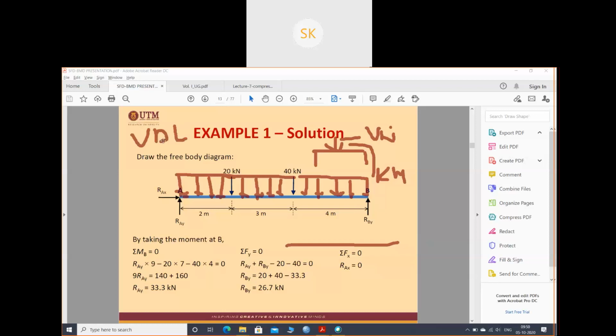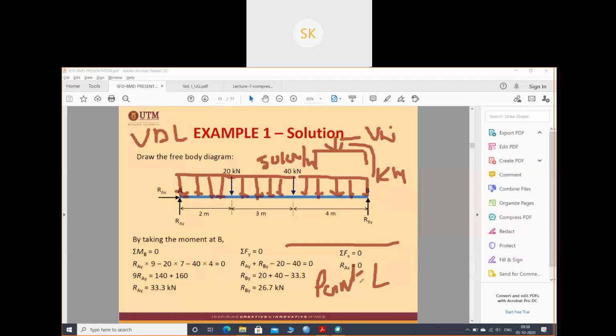UDL, uniformly distributed. Suppose 50 kilonewton per meter. How much is the length? 9 meters. So 50 kilonewton along the 9 meters. Is this UDL a line load or a point load? Are this 20 and 40 also considered line load or point load? This 20 and 40 kilonewtons are point loads, and if the load is represented along the whole length of the beam in equal amount, this will be a uniformly distributed load.